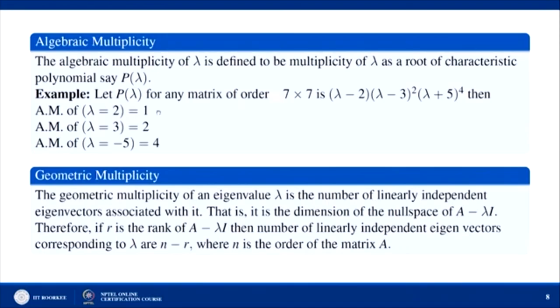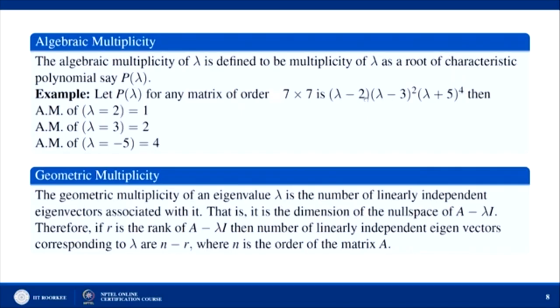So, what should be a sufficient condition by which we can surely say, seeing a matrix, whether it is diagonalizable or not? What is that condition? Let us discuss here. This is an example. You see, here is a 7 cross 7 matrix. Here it is lambda minus 2, lambda minus 3 whole square, lambda plus 5 whole to the power 4.